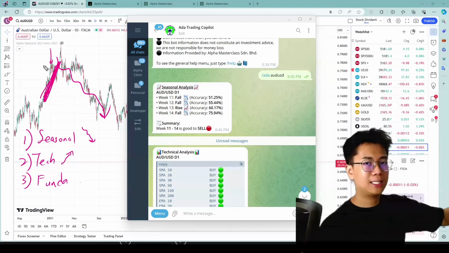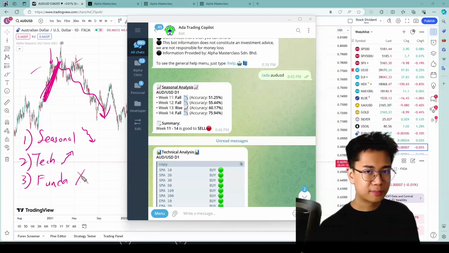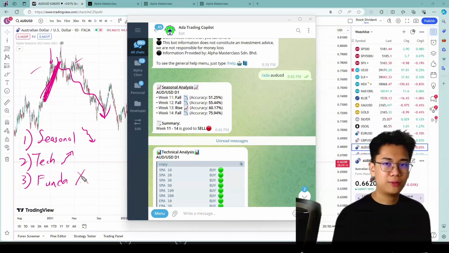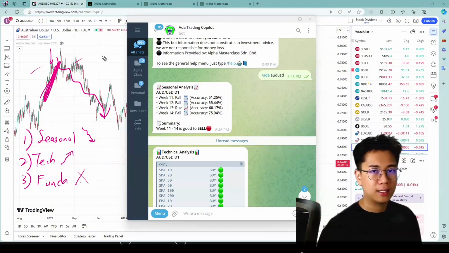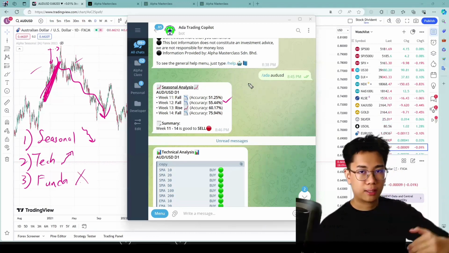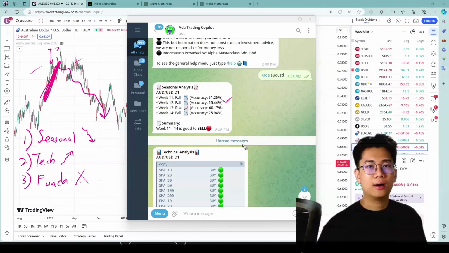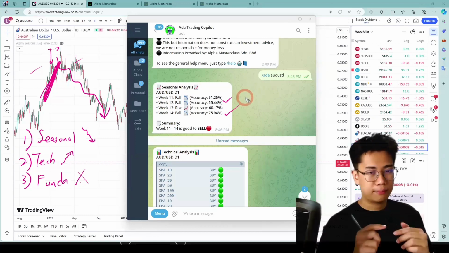Fundamental wise, because this and this conflict, that's why it asks you not to do anything. But as a trader, we already forecasted that just a few more days later, week 12, which is next week, the market starts to U-turn and come down. And 2 weeks more later, only then will it have a big shutdown.